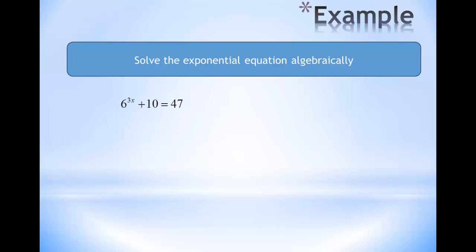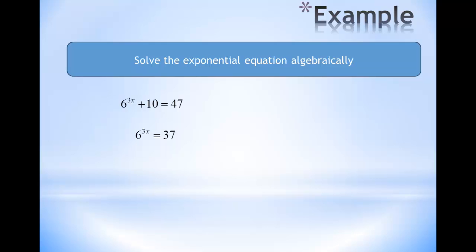6 to the 3x plus 10 is equal to 47. First step that you want to do is isolate that 6 to the 3x. So I'm going to bring the 10 to the other side, subtract 10 from both sides. So I get 6 to the 3x is equal to 37.